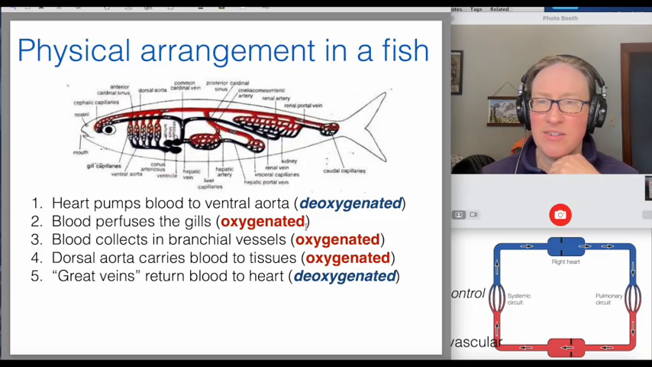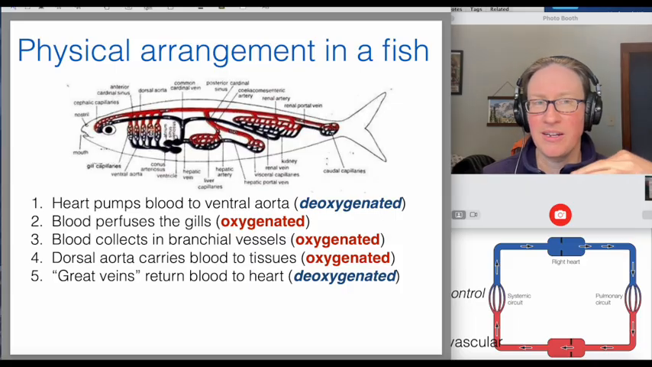So we're going to start with the heart pumping blood to the ventral aorta, so down here at the bottom of the fish. And remember, this blood is deoxygenated, okay? So then it travels across the gills, right? The entry of blood into a tissue is called perfusion. So blood perfuses the gills, it becomes oxygenated.